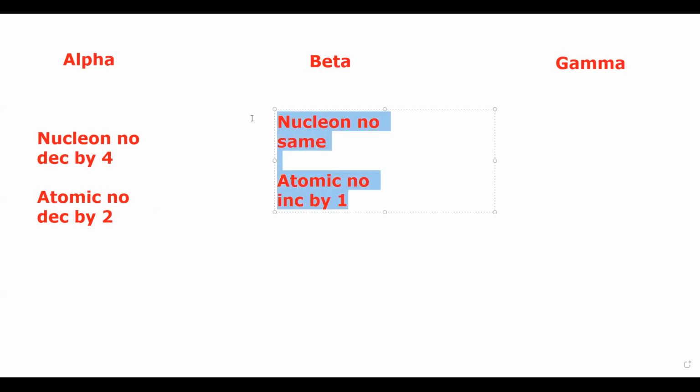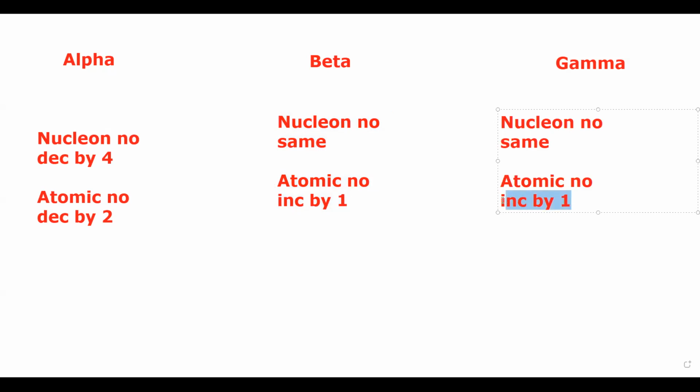And when there is a gamma emission, the nucleon number remains the same, and the atomic number will also remain the same. So there is no change in atomic mass, no change in atomic number.